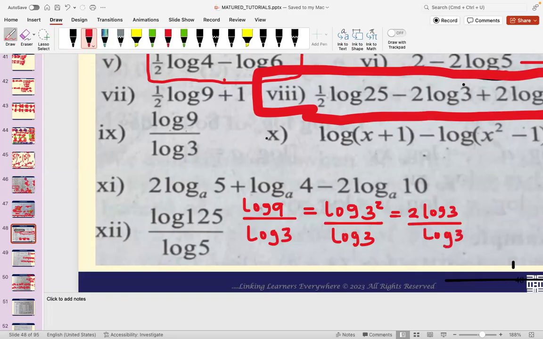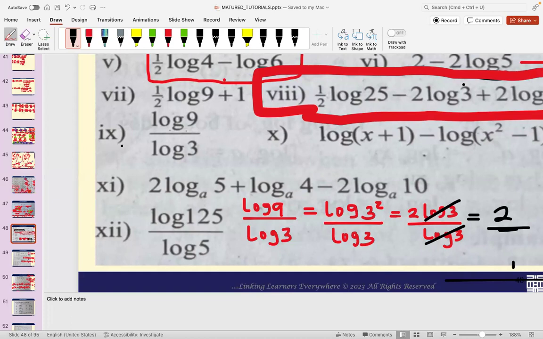Once we have a common term, we can cancel. This log 3 will cancel this log 3, and then finally, the answer becomes 2. So that is an easy step for us. Log 3 squared divided by log 3: we send the 2 to the back of the log, and then you have the same log 3, which will cancel out, and you'll be left with the 2. So that is the answer for IX.